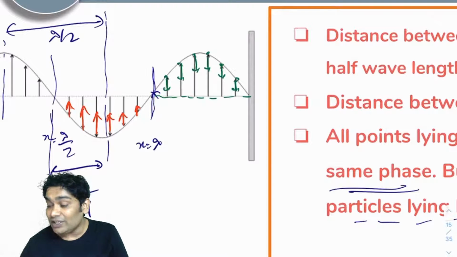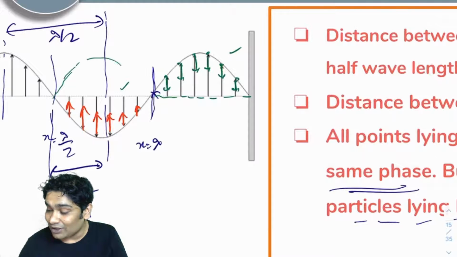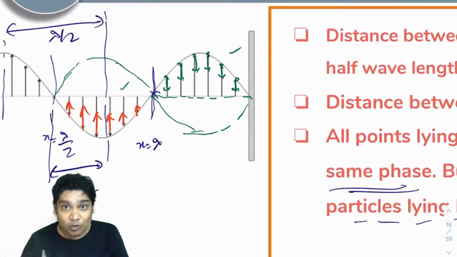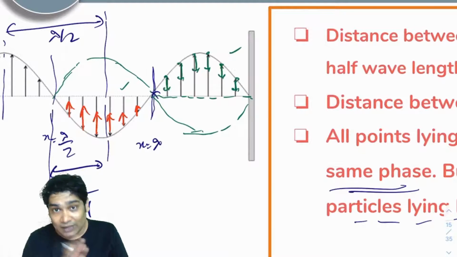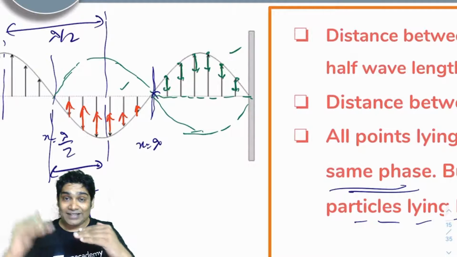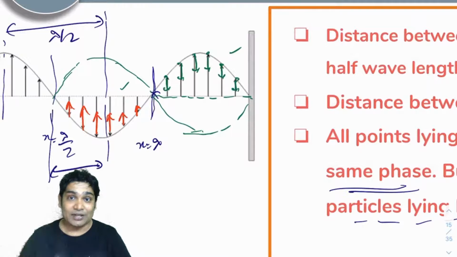However, the phase of these two adjacent loops, so this is called a loop, by the way. Here the particles would oscillate in this loop, here the particles would oscillate in this loop. So all the particles in one loop oscillate in the same phase, but from the very next loop, they have a phase difference of pi. When one is reaching one extreme, the other is reaching the lower extreme.